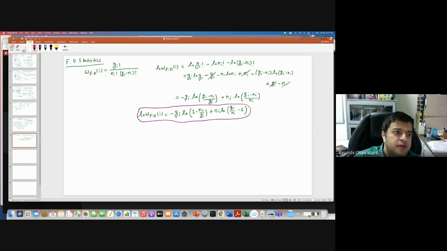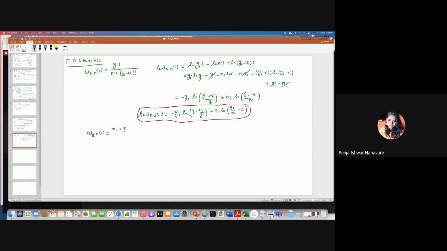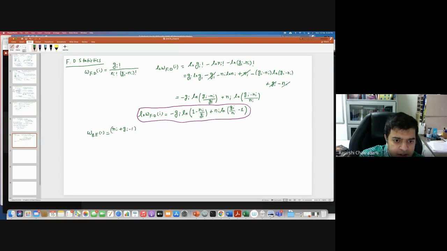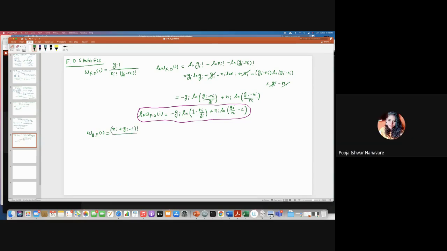Now let us do the same thing for the Bose-Einstein. If you have a pen and paper, you can do it. What is Bose-Einstein W? You remember? It is (n_i plus g_i minus 1) factorial divided by n_i factorial (g_i minus 1) factorial.